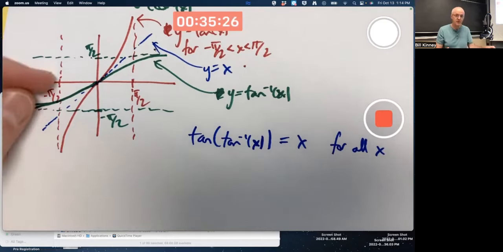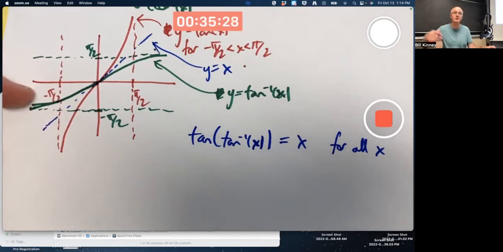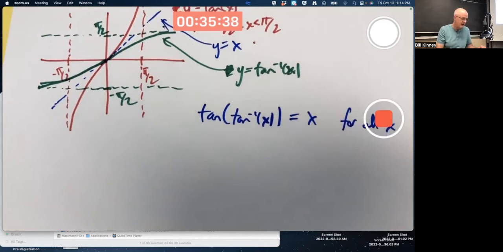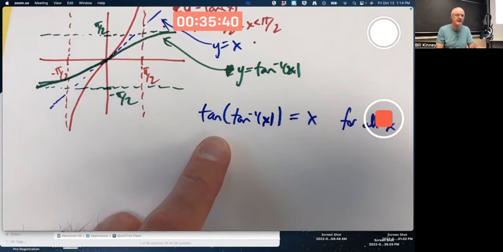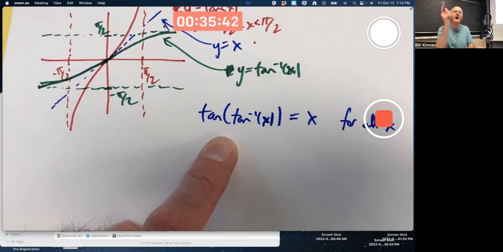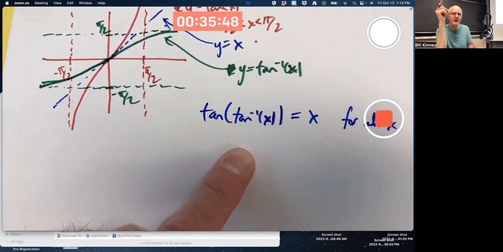The output's going to be between negative pi over 2 and positive pi over 2, thought of as an angle, and it's going to be in the first or fourth quadrant if you think of it as an angle, but not the input. The input can be anything. That's composition. I should be able to differentiate it with the chain rule, right? Composition. And I know the derivative of the outside function, secant squared.